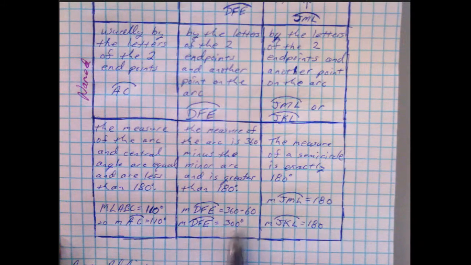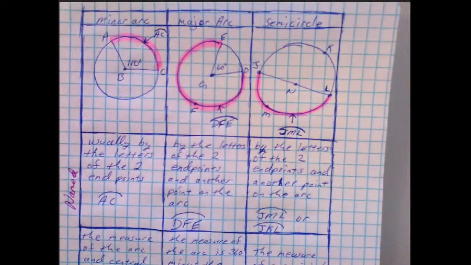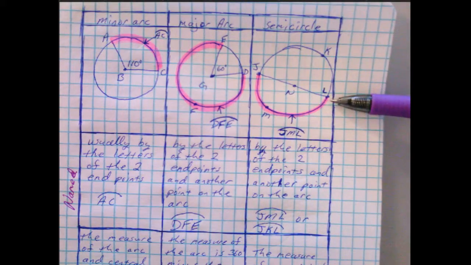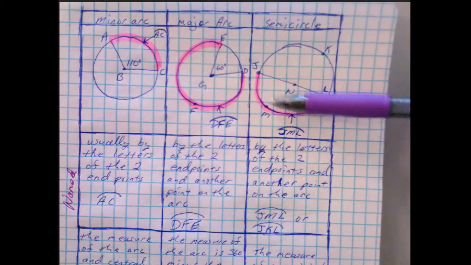So 360 minus 60 is 300, which is greater than 180. Okay? Then for a semicircle, we use this just a little bit on that last example. A semicircle cuts through the middle. That's a diameter there.